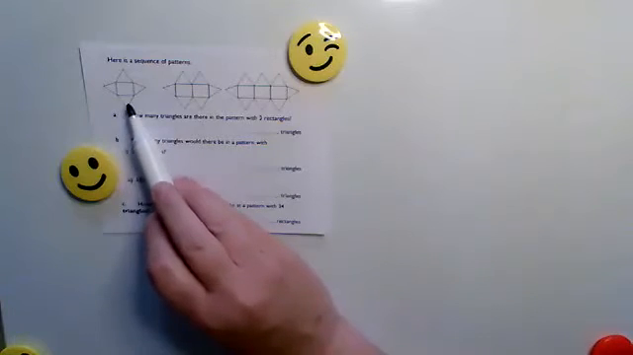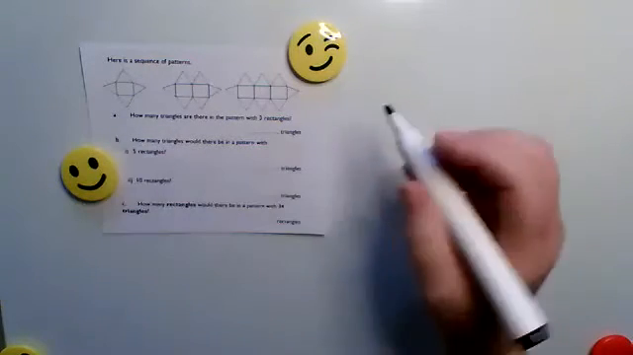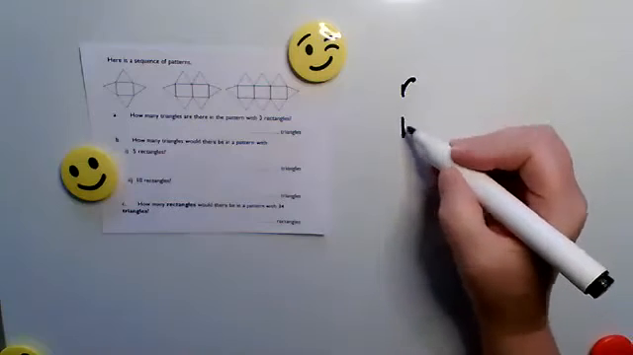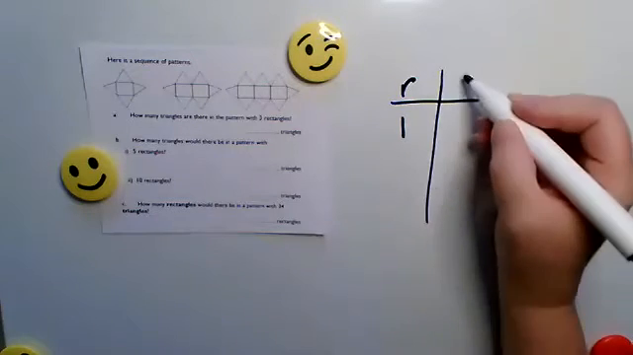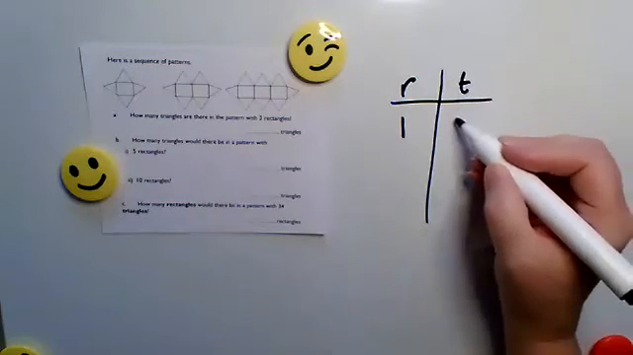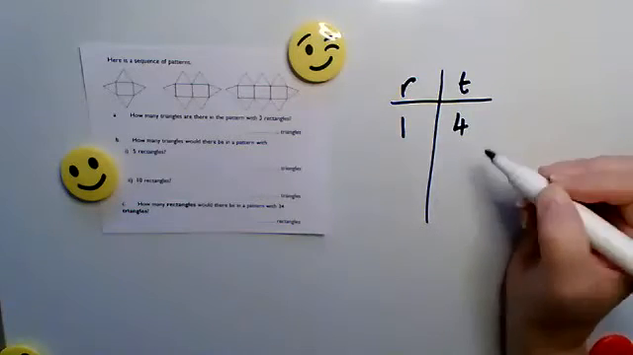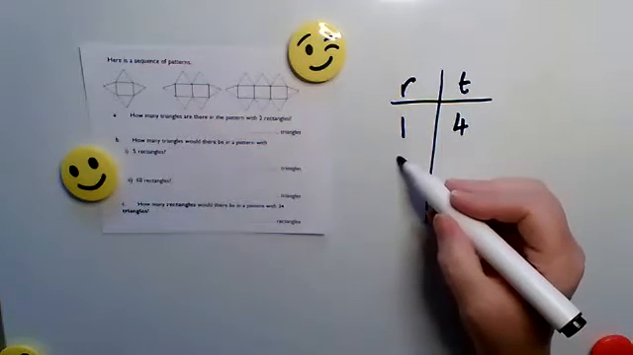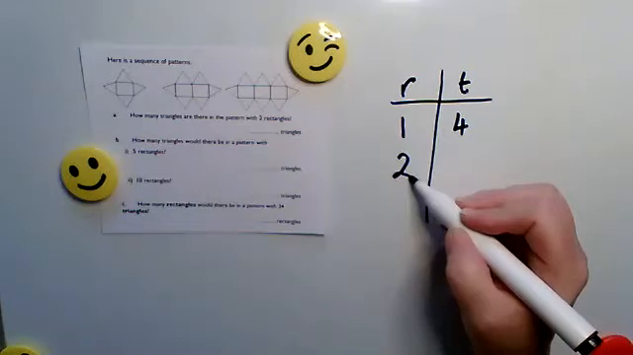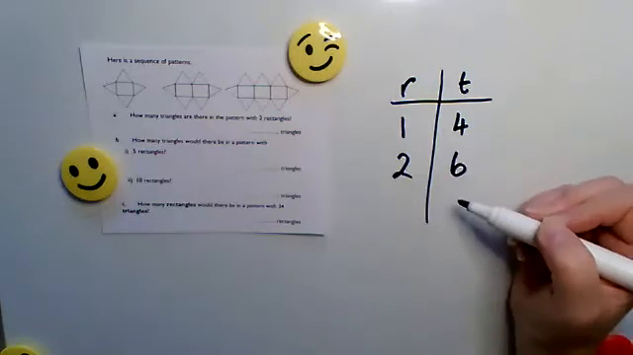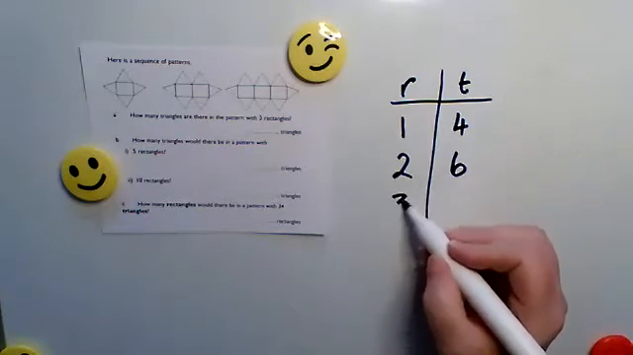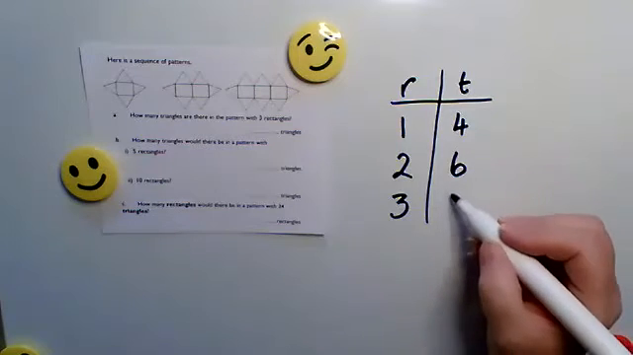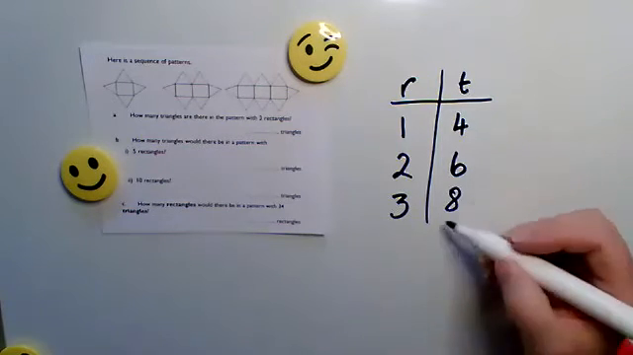So let's just look at this first pattern. The number of rectangles I've got is 1. The number of triangles I've got is 4. In the second pattern, I've got 2 rectangles and I've got 6 triangles. And we just found out that in the third pattern, I had 8 triangles.